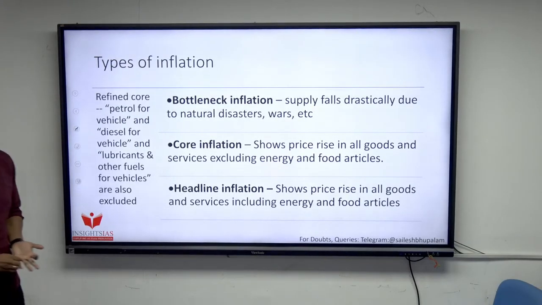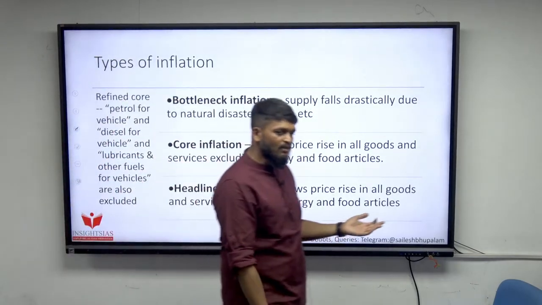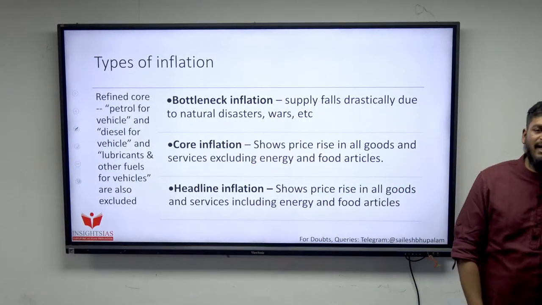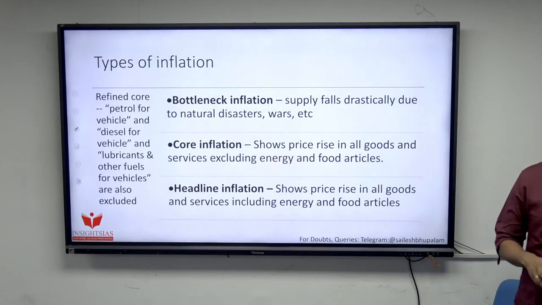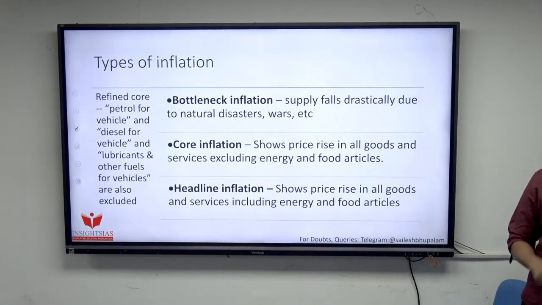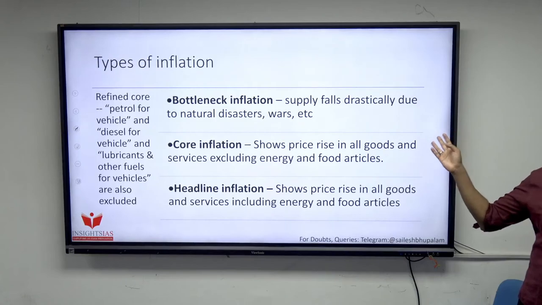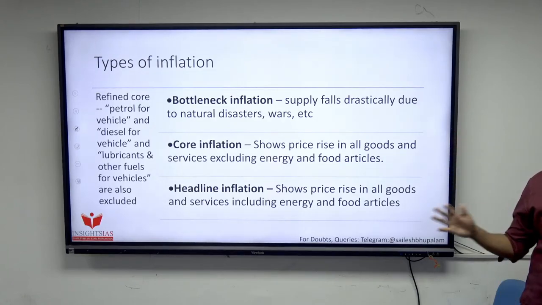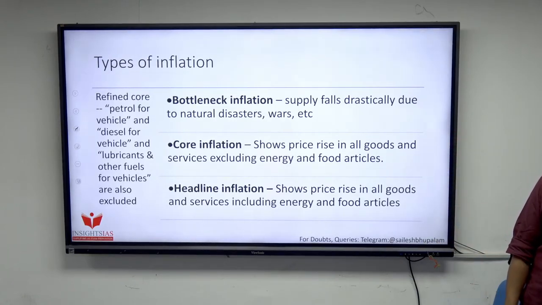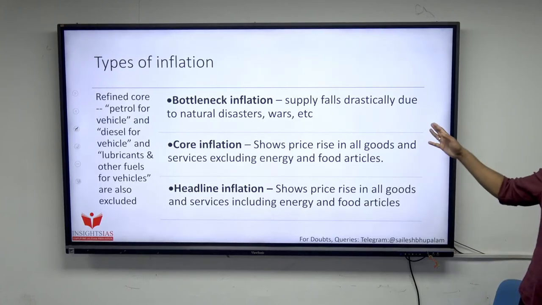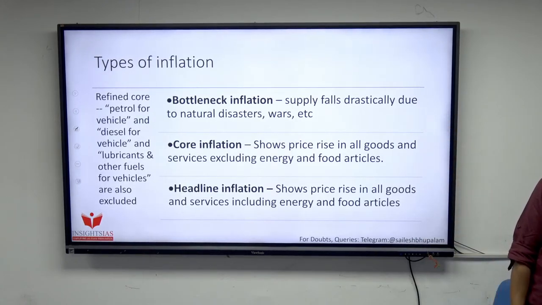Bottleneck inflation. What is the meaning of bottleneck? Why is the neck of a bottle created like this? So that when we pour water, all the water does not come out at once. Bottleneck means something which is restricting the flow of the economy. Something has happened in the economy which is restricting it. So supply falls drastically due to natural disasters.